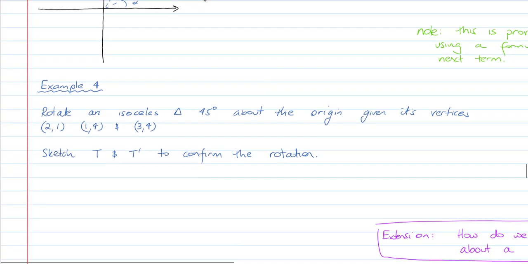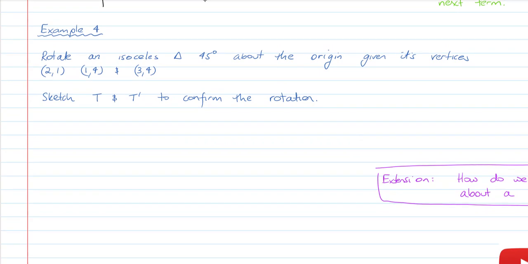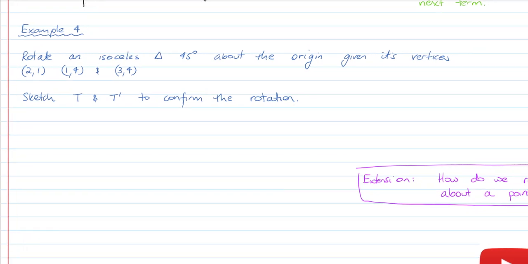So let's have a look at an example. I want to rotate the isosceles triangle. I've been a bit lazy with the word triangle there. 45 degrees about the origin, given its vertices are (2, 1), (1, 4), and (3, 4). Sketch T and T dash to confirm this rotation.